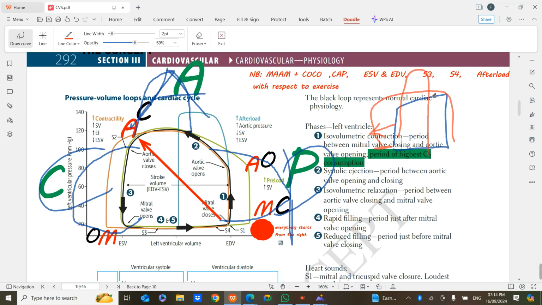What can make afterload to increase? Maybe arterial pressure. Arterial pressure is high. Maybe I'm dealing with aortic stenosis. All those stuff that can be related to afterload.